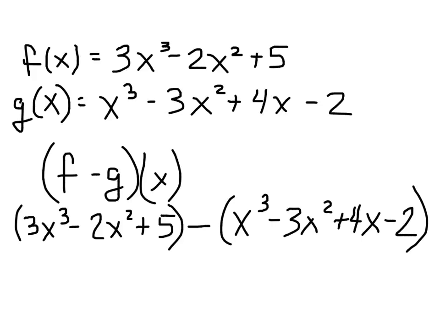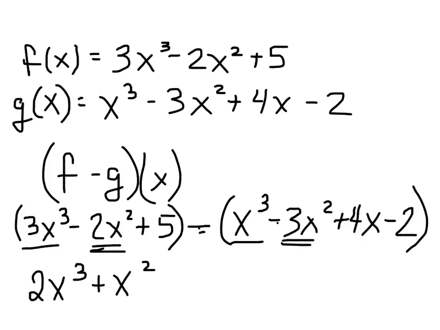So I put them in parentheses just to show, especially when it's a subtraction between the two, make sure you're okay. Now all I'm going to do is combine like terms. What's 3x to the third minus 1x to the third? 2x to the third. What is negative 2x squared minus negative 3x squared? 1x squared. Because remember, two negatives there make that a positive.